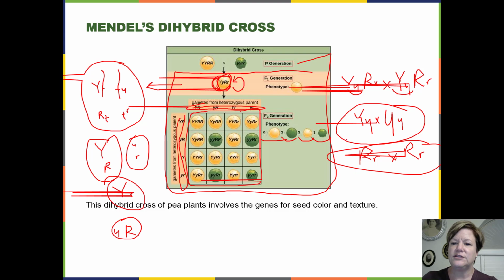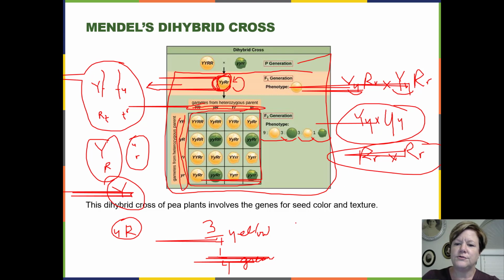And that's much easier to work out, because if you have a monohybrid cross of the yellow and green alleles, then what you expect would be 3/4 of the offspring would be yellow and 1/4 would be green, because a 3-to-1 ratio is typical of any monohybrid cross. And for the R's, you would have 3/4 of the offspring would be round and 1/4 would be wrinkled.